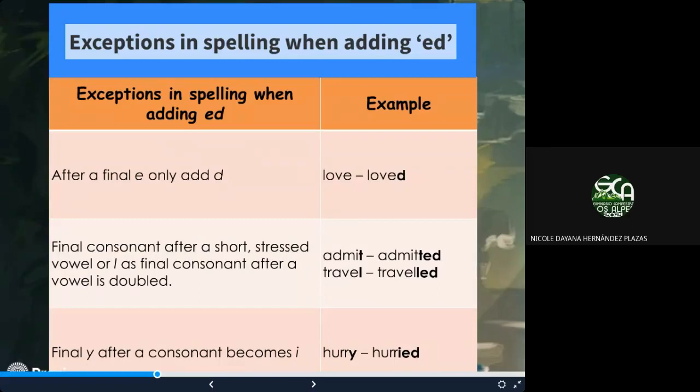Questions about the exceptions in spelling, guys? Questions about it? No? No. Perfect. Great.